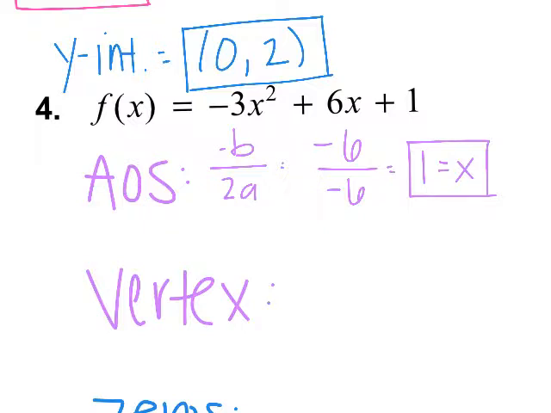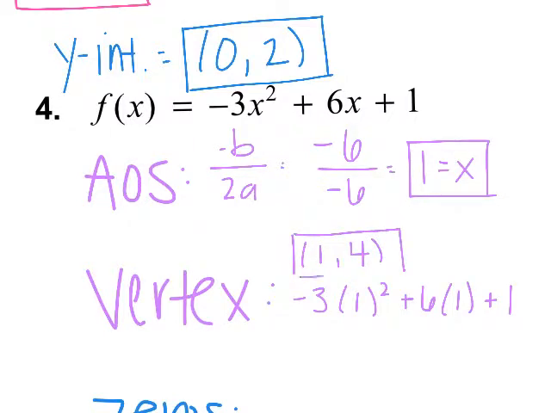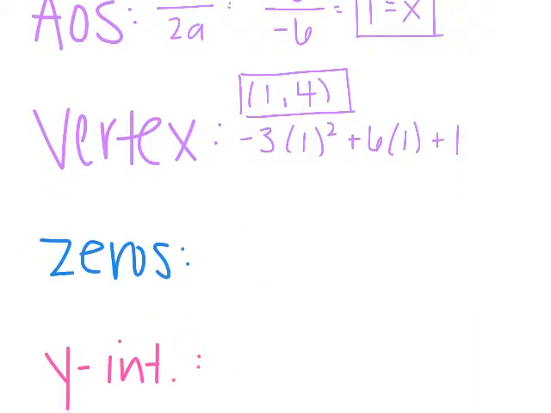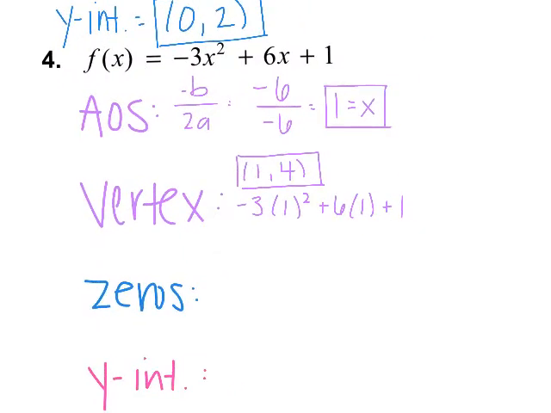All right, remember for our vertex, we keep that 1 out in our x place. All right, and all we do to find y is everywhere we see an x, we plug in a 1, or whatever value we get for our axis of symmetry. All right, so if you do that correctly, you should get your vertex equal to 4. Is that what you guys got? Okay, so 1, 4 should be your vertex. Okay, so there's our axis of symmetry. There's our vertex. All right, for our zeros, we are going to use the quadratic formula.